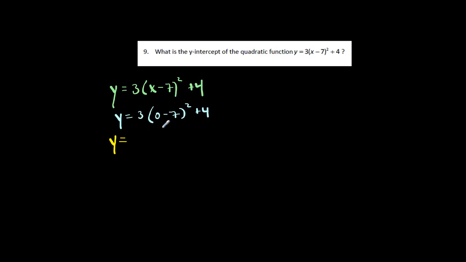Number 9, what's the y-intercept of the quadratic function? So to find the y-intercept, what I'm going to do is make x equal to 0, and then solve for y. So we can do this out. Negative 7 squared is 49. 49 times 3 is 147. 147 plus 4 is 151. So that's the y-intercept.